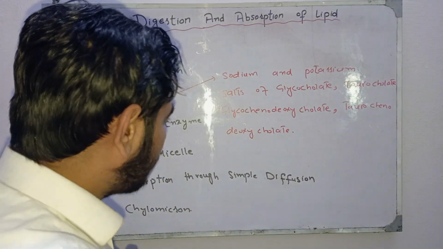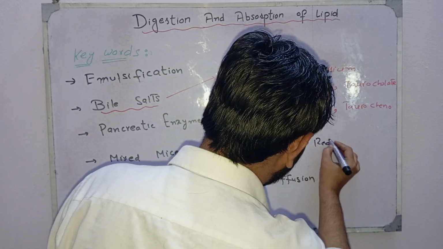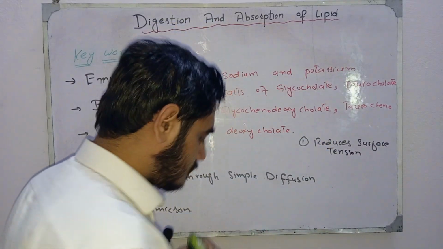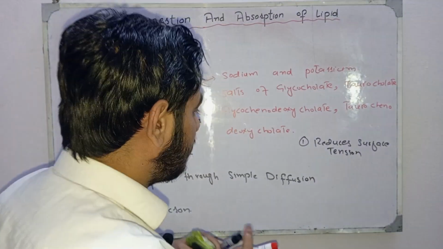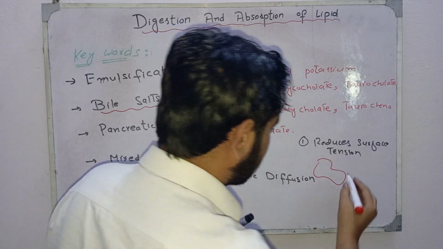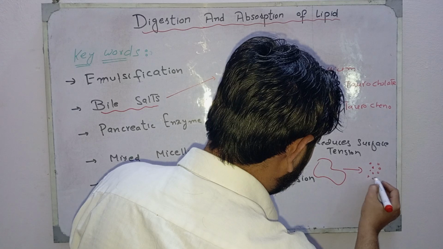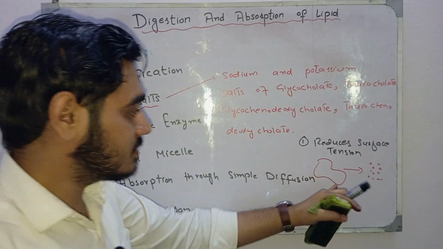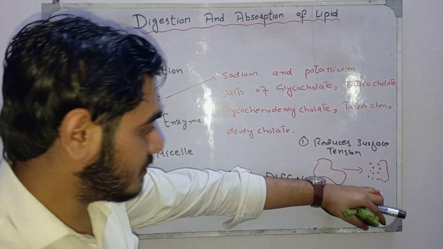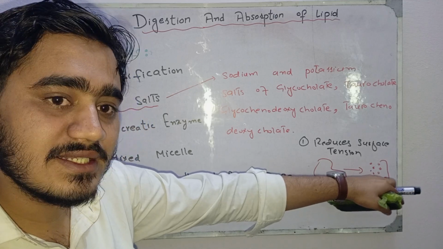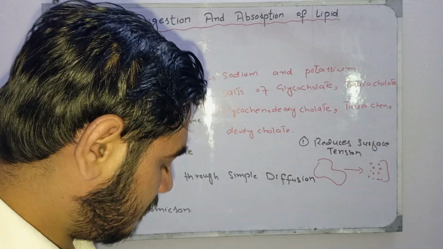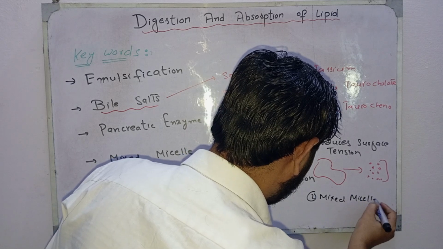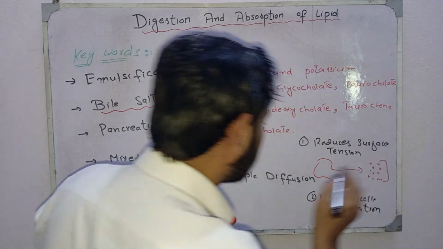Now, bile salts are very important. They reduce the surface tension of lipid. Suppose this is a lipid molecule, and after this comes the smaller lipid molecules. Here is the role of bile salts: they increase the surface area of the lipid molecule, and here the enzyme can easily act. Okay, and also in mixed micelle formation, they play a very important role.